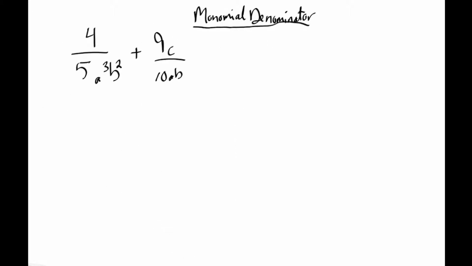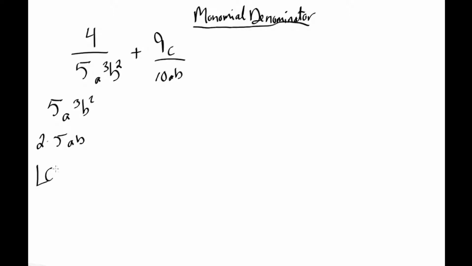So we're here. We have 4 over 5a cubed times b squared. Then we have 9c divided by 10ab, and we're adding these two fractions together. First thing I'm going to do with this is find the lowest common multiple for our denominator. So I'm going to write out my two denominators. 5a cubed b squared. That one actually doesn't split up any more than that, but the 10ab does. It has a 2 times a 5ab.